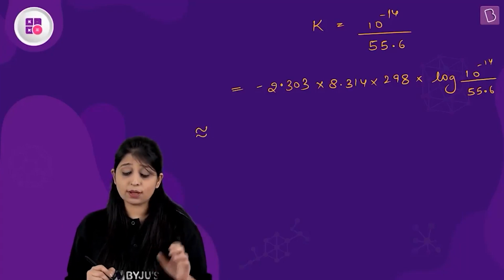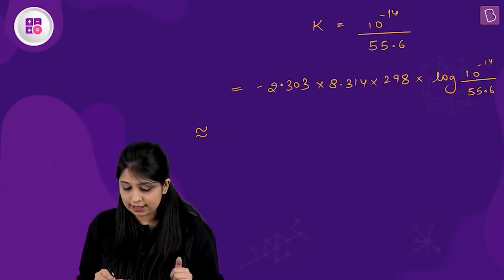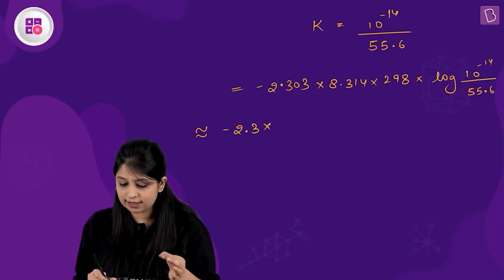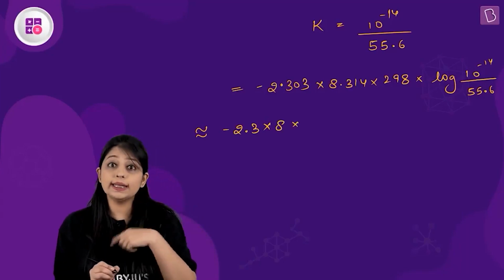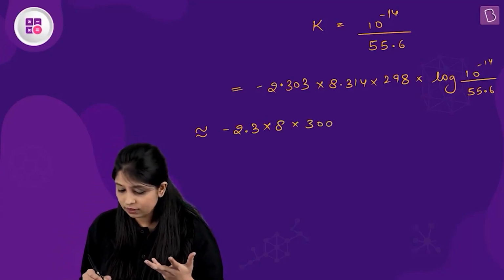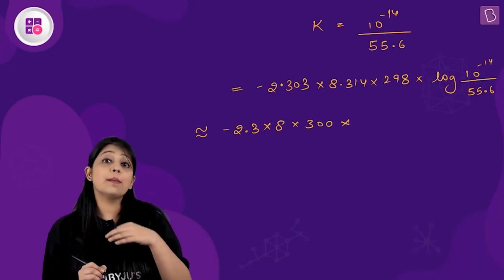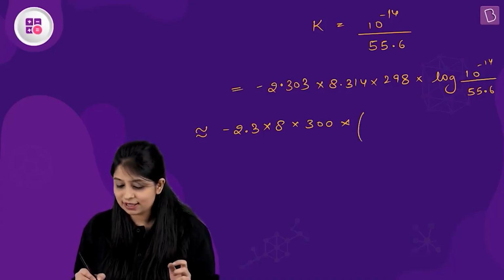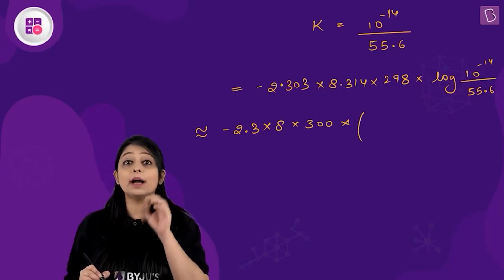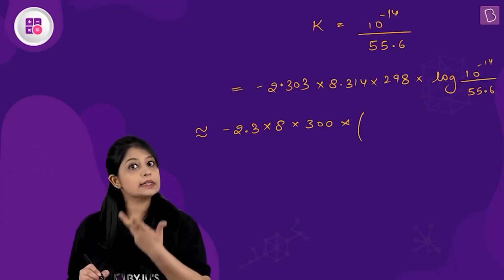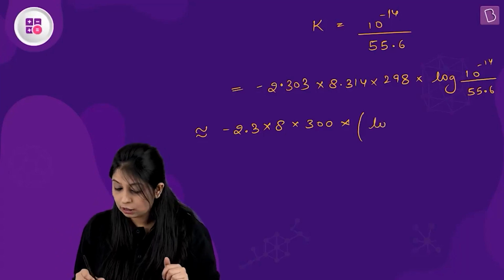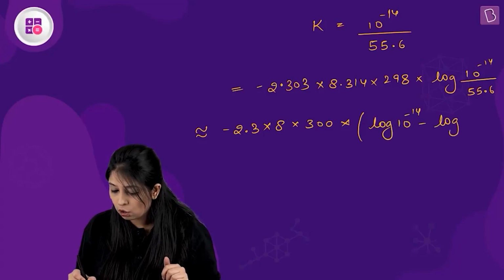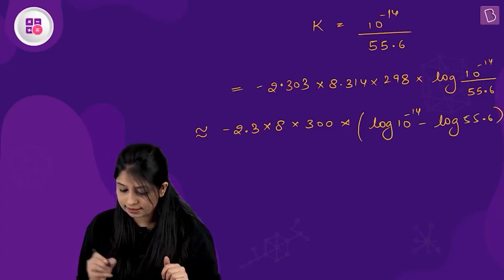So let's approximate 2.303 as 2.3, into 8.314 as 8. Let's approximate 298 as 300, into log of 10 to the minus 14 divided by 55.6. We are not approximating it, we are simplifying it. So there's a property of log. Log A by B is equal to what? Log A minus log B. So this will become log of 10 to the power minus 14 minus log of 55.6.